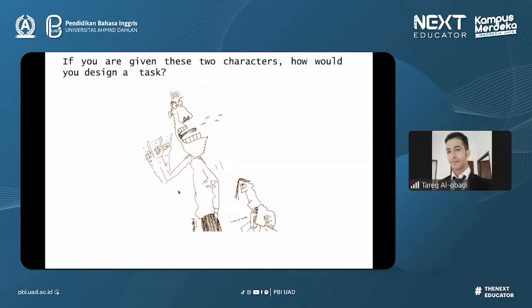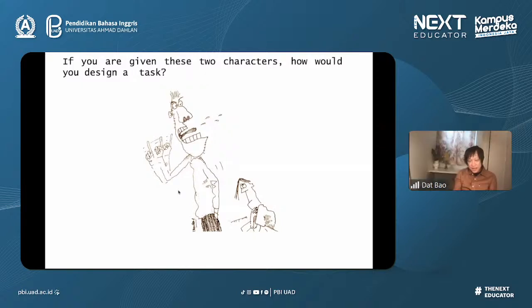Can be boss and his staff? Yes, can be boss and staff, yeah. So the boss is angry, maybe the staff did something wrong. So we can generate scenario, relationship, emotion, conversation. You can ask your students to team up and have a conversation. One person makes a mistake, the other person is upset and trying to fix the mistake or giving advice in an angry way. Yeah.